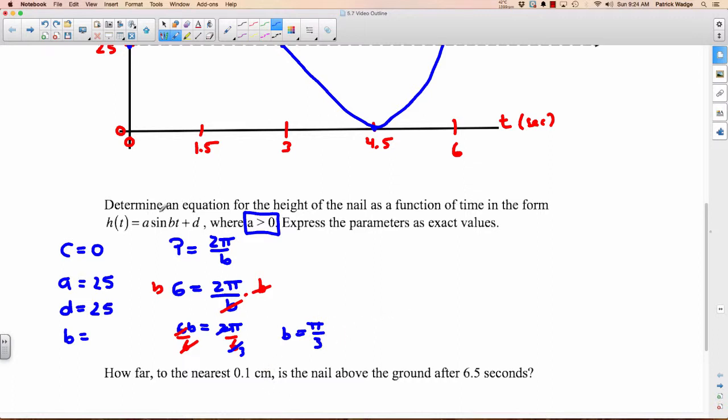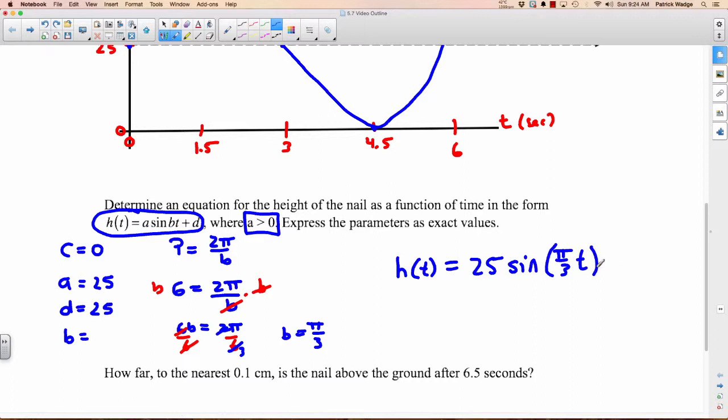Okay, now all you do is plug those numbers into this function right here. So we get h of t equals a, which is 25, sine b, which is pi over 3, t, that's kind of where the x value usually is. Then you put your c value plus 0, but you don't need to put that because it's 0, plus d, which is 25. And there you go.